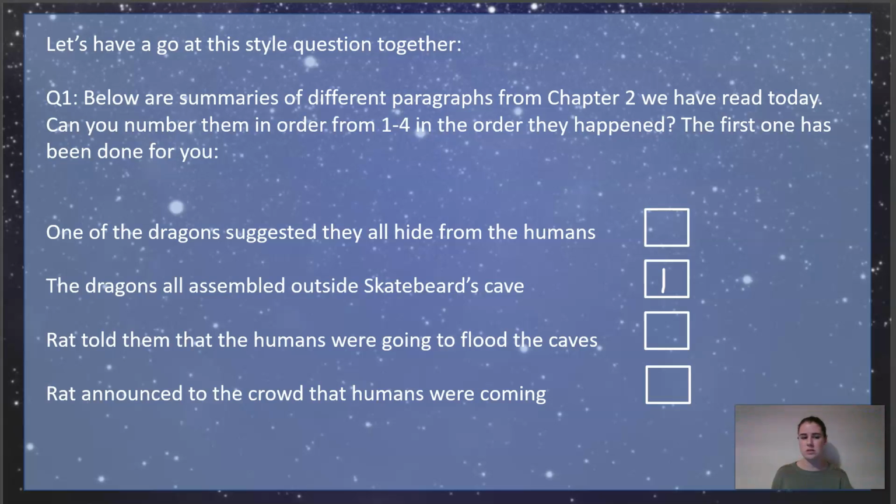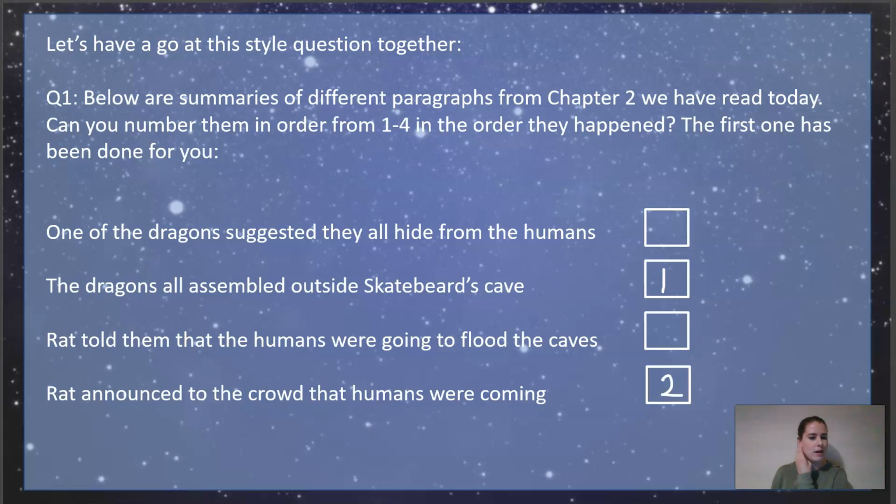Now if I read along, I'm looking for key words. In my text, if I read the next part where the speech is, "Come up here, Rat," he said in a hoarse voice. "Tell us what you saw and heard." Now that sentence comes just after all of the dragons have gathered. So I'm now going to have a look. And it says here that Rat told them that the humans were going to flood the caves. So that is going to be number 2, because this is the next one that happens.